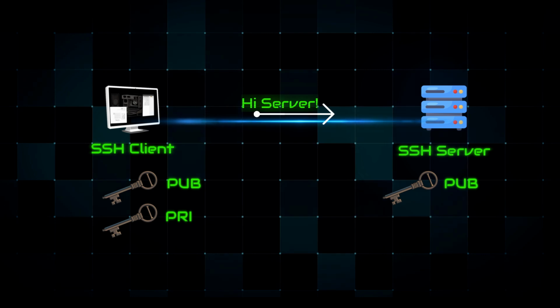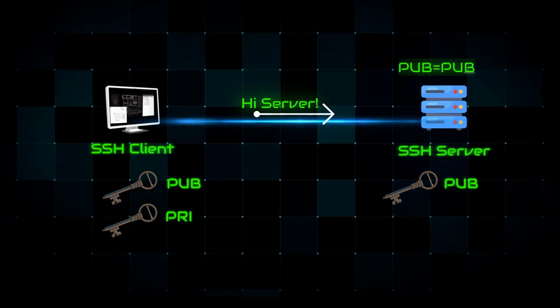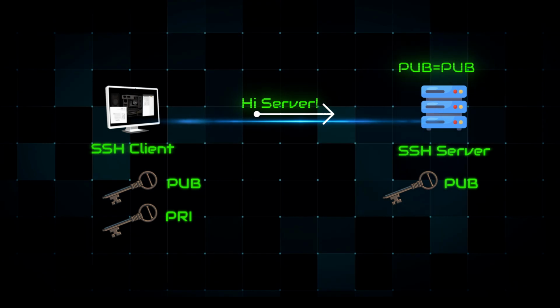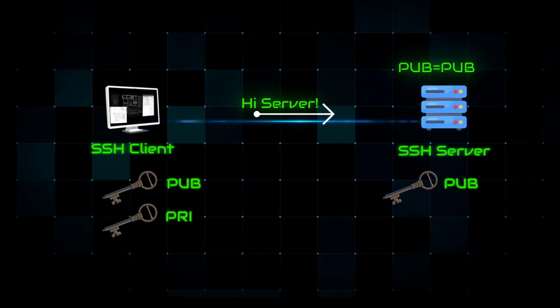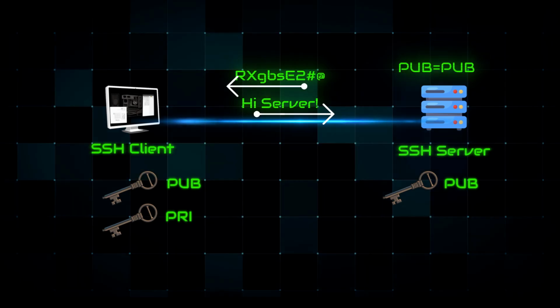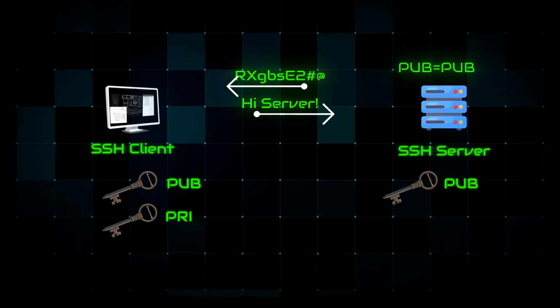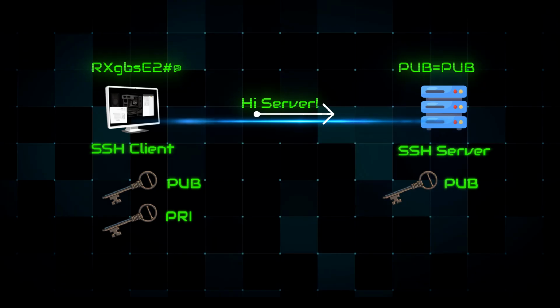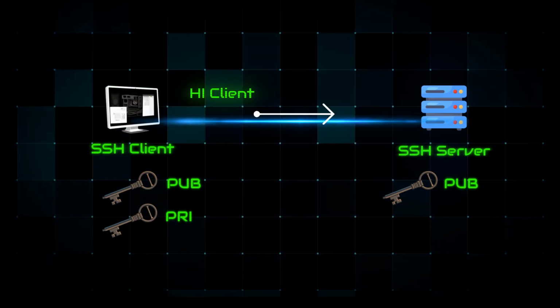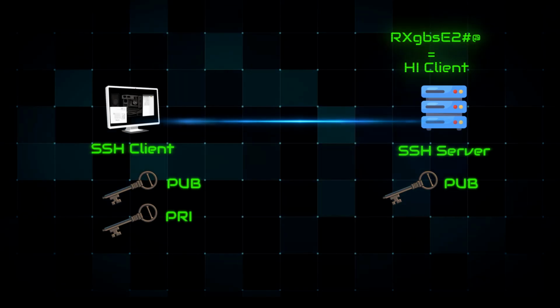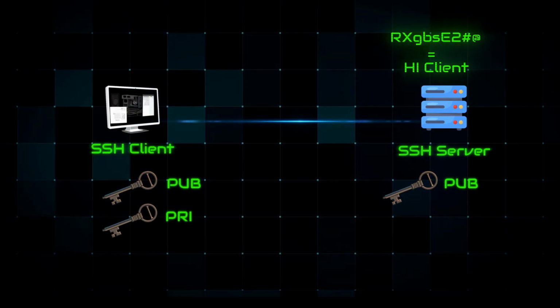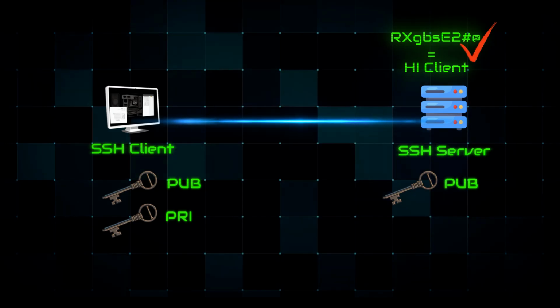Now, when the client tries to connect, the server checks whether it recognizes that public key. If it does, the server sends back a small encrypted message, basically a random piece of data. The client then uses its private key to prove that it can decrypt and respond to that message correctly. The server verifies the response using the stored public key. And if everything matches successfully, the client is authenticated.